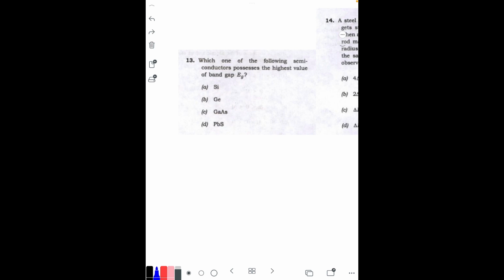Question number 13. Which one of the following semiconductors possesses the highest value of band gap Eg? Option A is silicon. Silicon has 1.1 electron volt. Germanium has 0.7 electron volt. Gallium arsenide has 1.42 electron volt. And lead sulfide has 0.41 electron volt band gap. So the correct option is C.